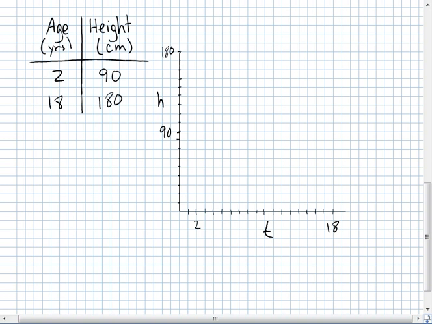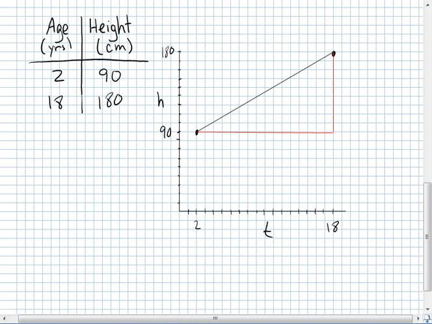I can plot my points. So at 2 years old, this person was 90 centimeters, and at 18 years old, this person was 180 centimeters. Okay, and I can connect the dots with a nice line, and that shows me their average rate of height growth per year. Okay, and to calculate it is just simply calculating the slope. In other words, the rise over the run. So we can draw a nice little right triangle here, just like that, and then we can look at the rise and the run. So to do that, count how many spaces there are. Don't look necessarily at the numbers.